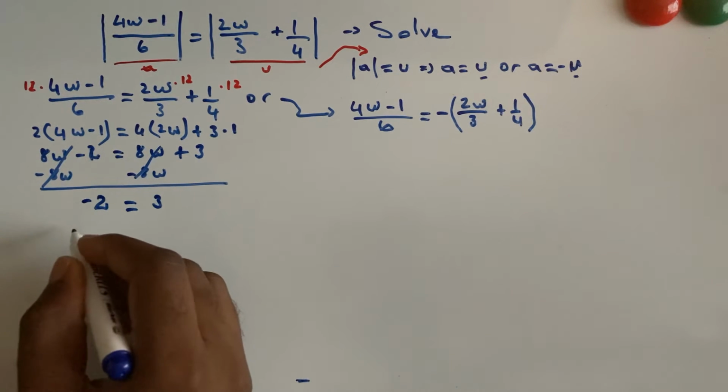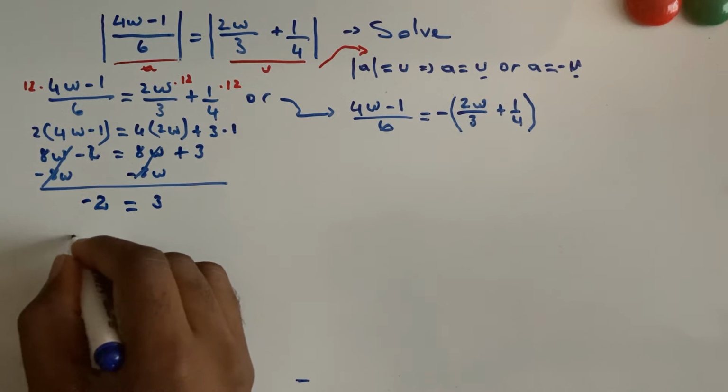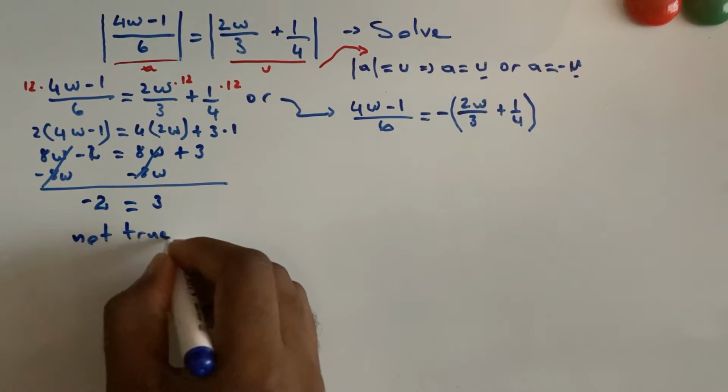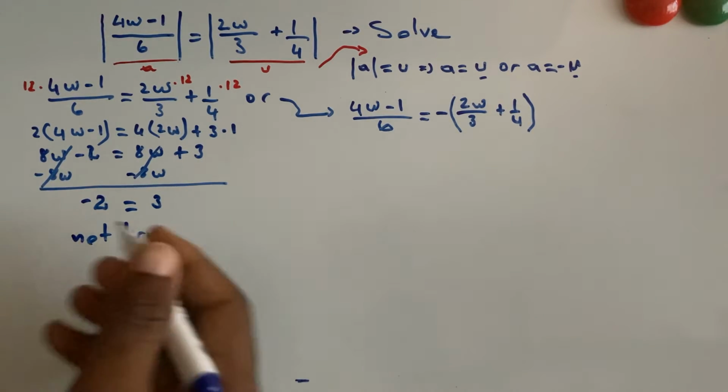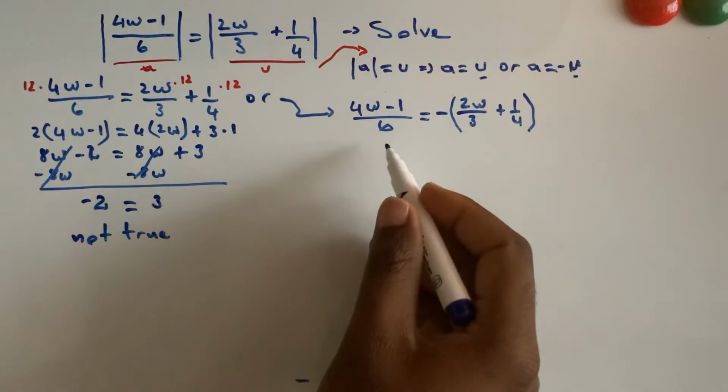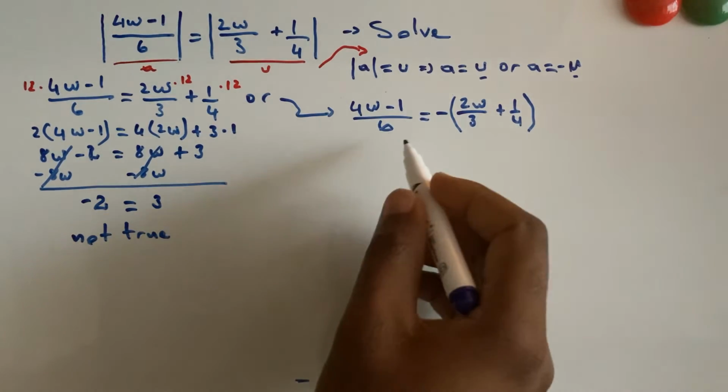So this is not true, or you can just say a contradiction. So this is not true. So you won't have a solution here. There's no value here for w, I'm saying. So you move on to the next one. We're done with this part. Move on to the next one.